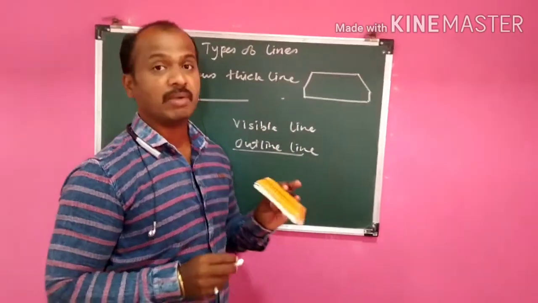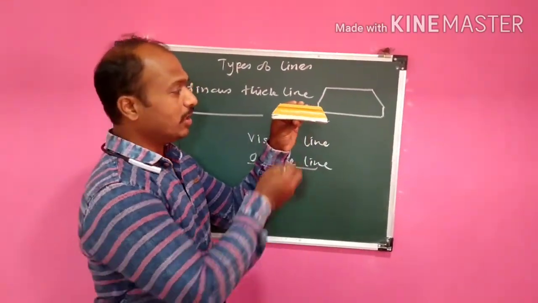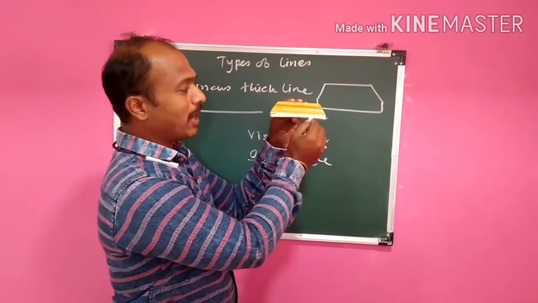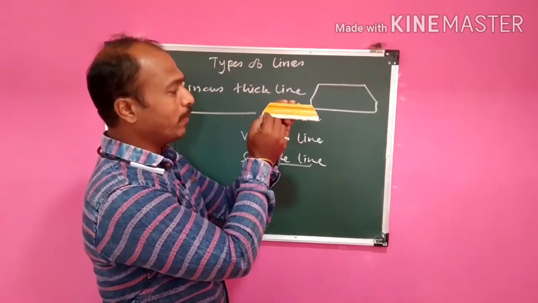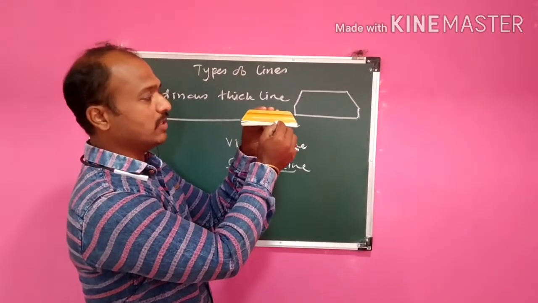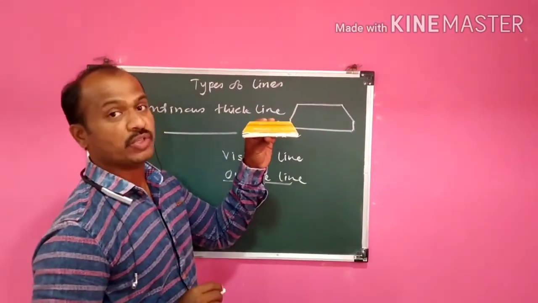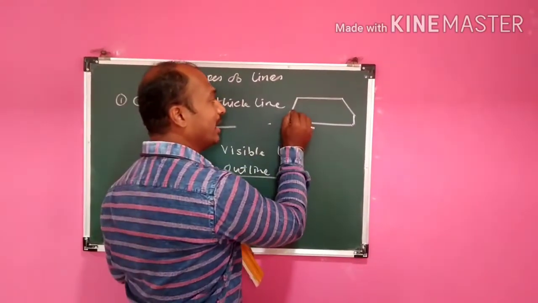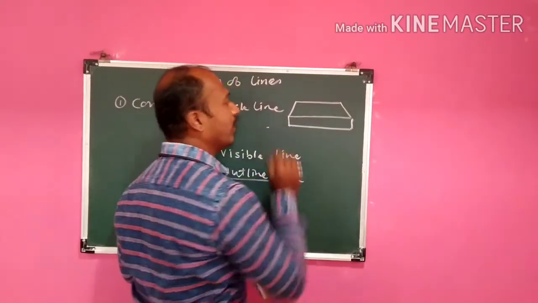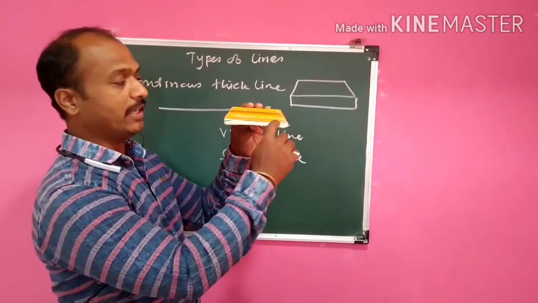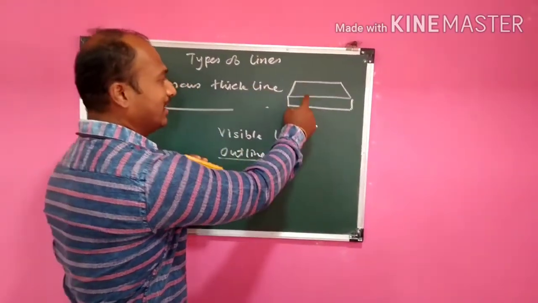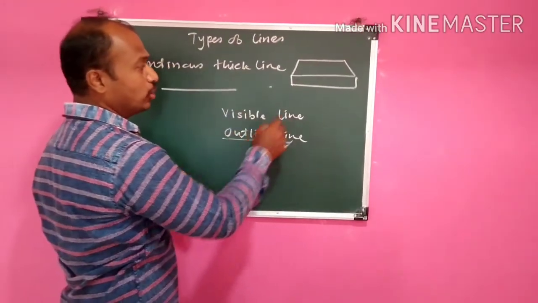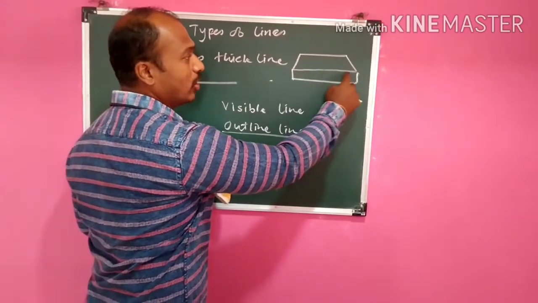Now what do you mean by visible line? In this duster, if you observe here, this is the sponge part, and this is the wooden part. In between the sponge and wooden part, there is one edge. This edge is also visible. So to draw that edge, we are going to use this type of line, and this line is known as a visible line. This is not the outline. Do remember, this is not the outline.